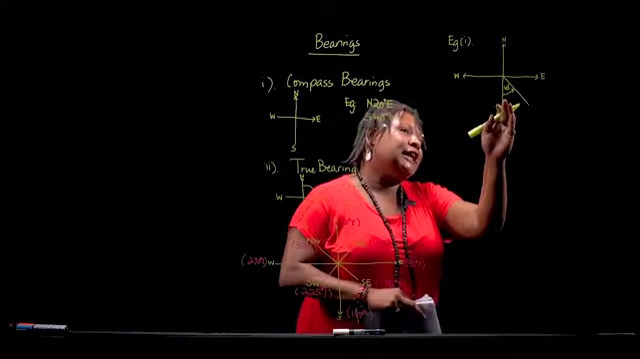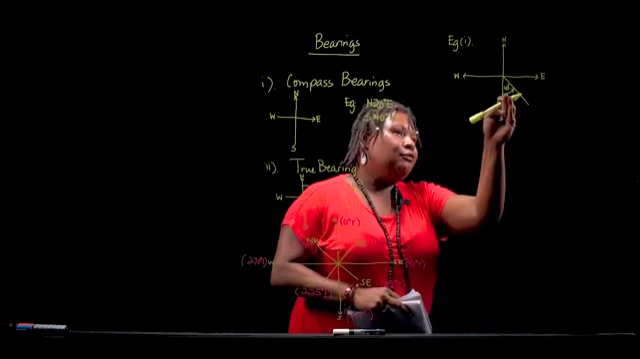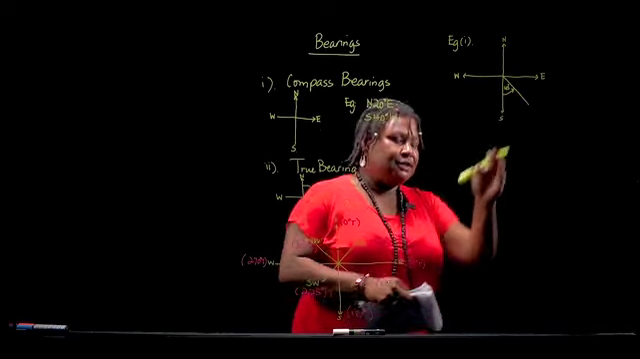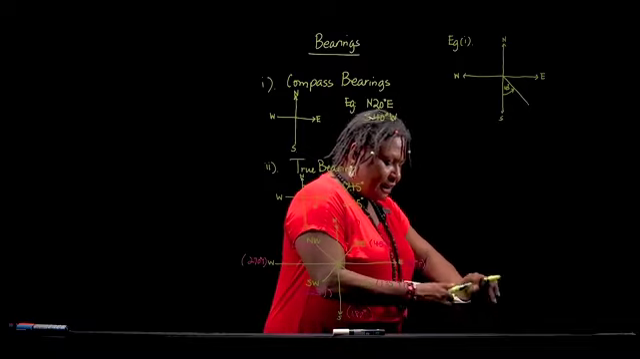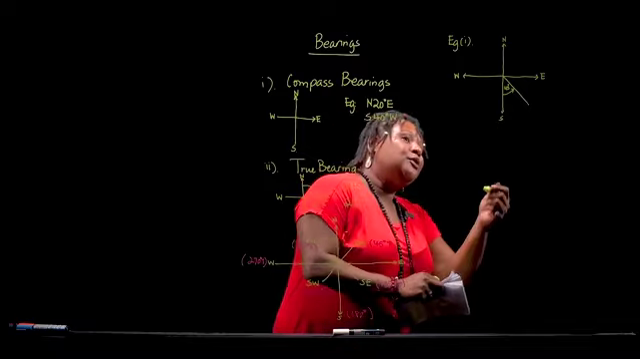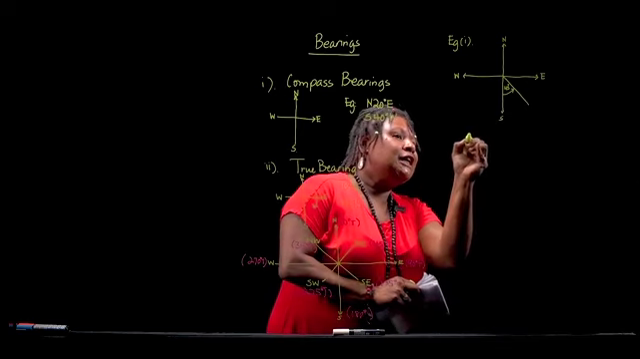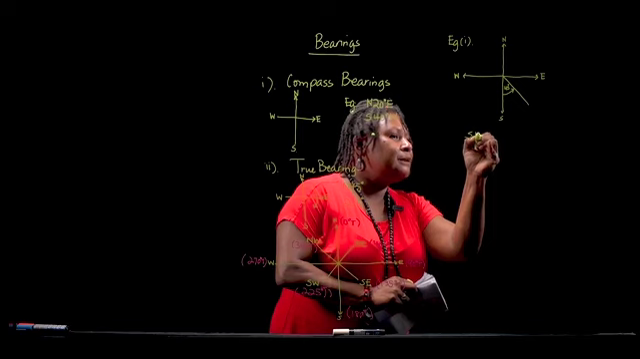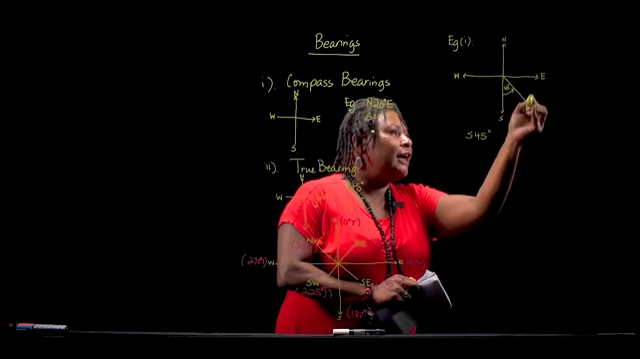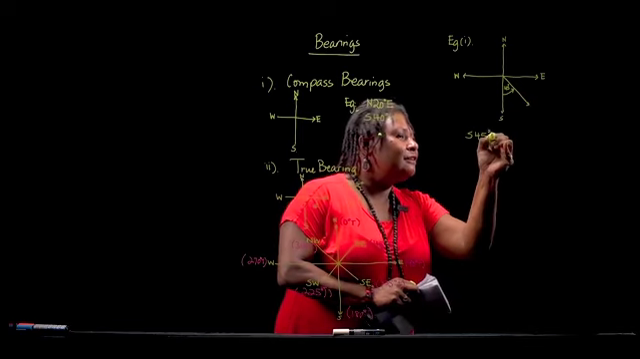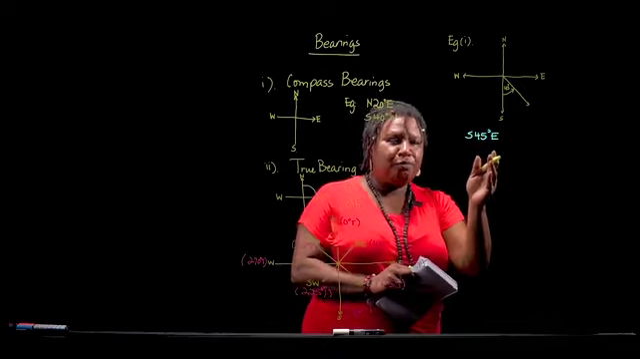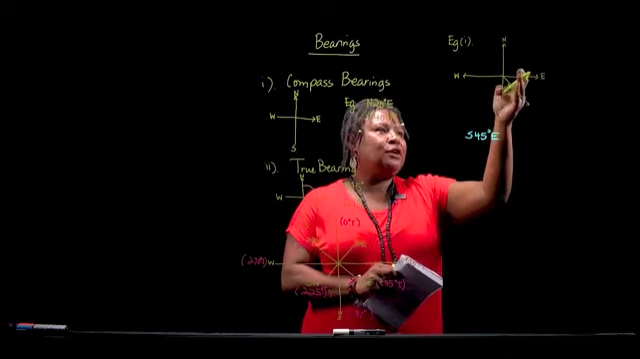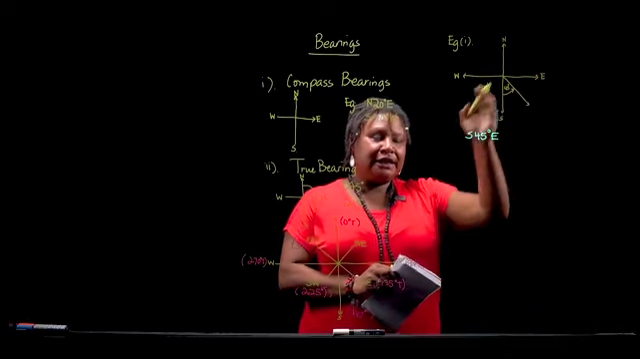Looking at the angle, it is 45 degrees between south and east. So we write this as a conventional bearing. We are going to say it is south 45 degrees toward the east. So that's your conventional bearing, using the angle 45 degrees going toward the east.